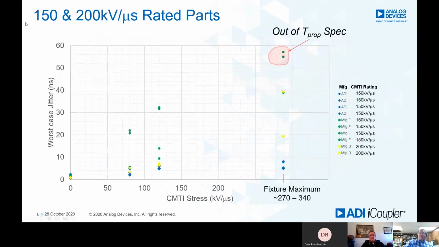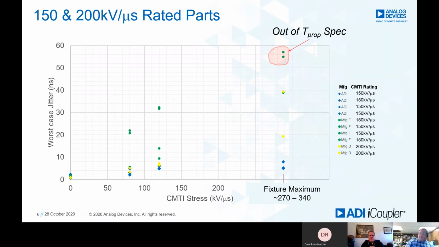And this carries through even to the higher rated parts, the 150 and 200 kilovolt per microsecond parts. Here, the parts are better performing, so I don't have to go into log scale for that. But even still, the ADI parts are very low jitter, even at the high limits. And our 150 kilovolt per microsecond parts are outperforming competitor 200 kilovolt per microsecond parts. That's much lower worst case jitter than the competition.